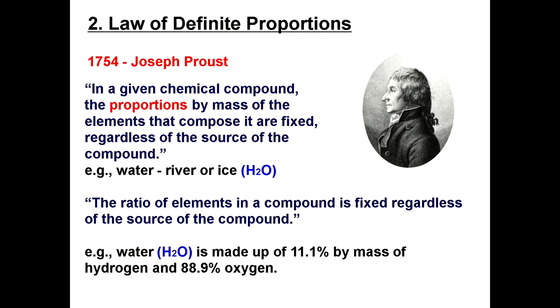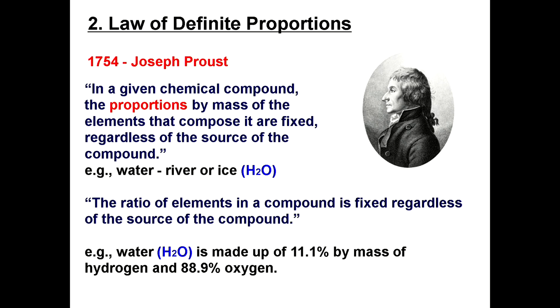The second one is about the law of definite proportions. This means in a given chemical compound, the proportions by mass of the elements that compose it are fixed regardless of the source of the compound.